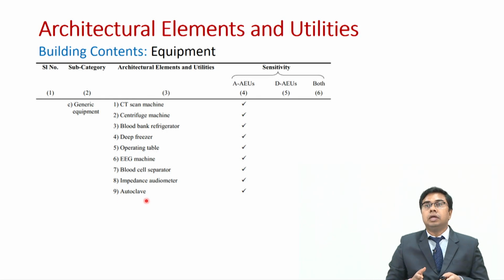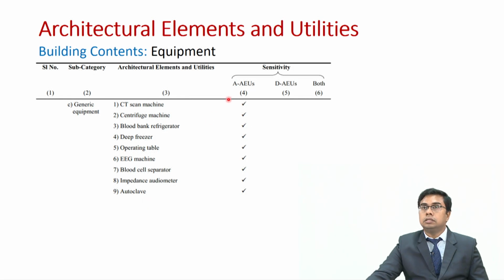Coming to some equipment which are more common to you as civil engineering folks, we can have UTM, universal testing machine. We can have compressive testing machine, CTM. We can have shake tables. All of these equipment shall come under AAUs, that is acceleration sensitive AEUs.